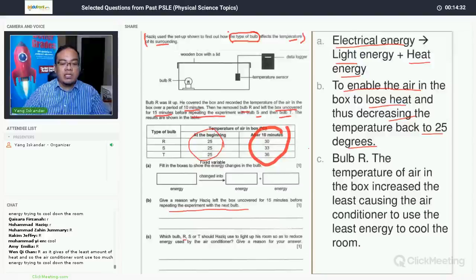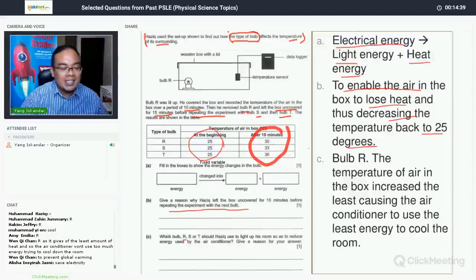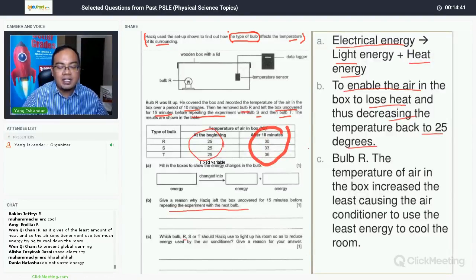Why must you reduce the energy used by the air conditioner? Why do you think so? To prevent global warming? Okay, to save electricity. Yes, very good, Inshira, to save electricity. Because if you use too much energy from the air conditioner, it takes lots of energy, and hence your electricity bill will be higher.